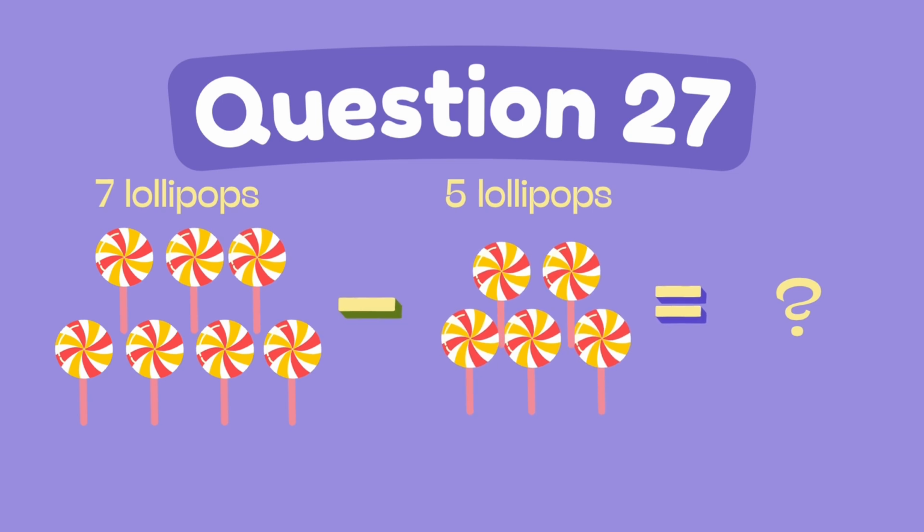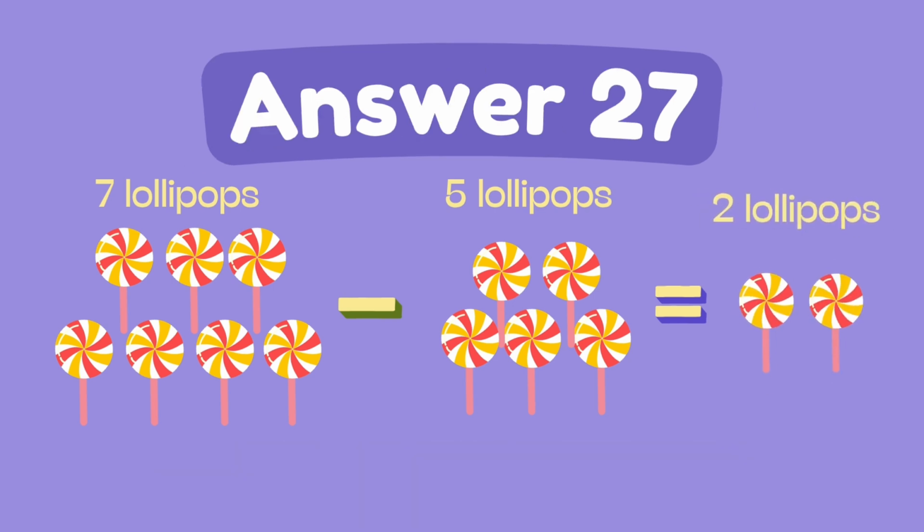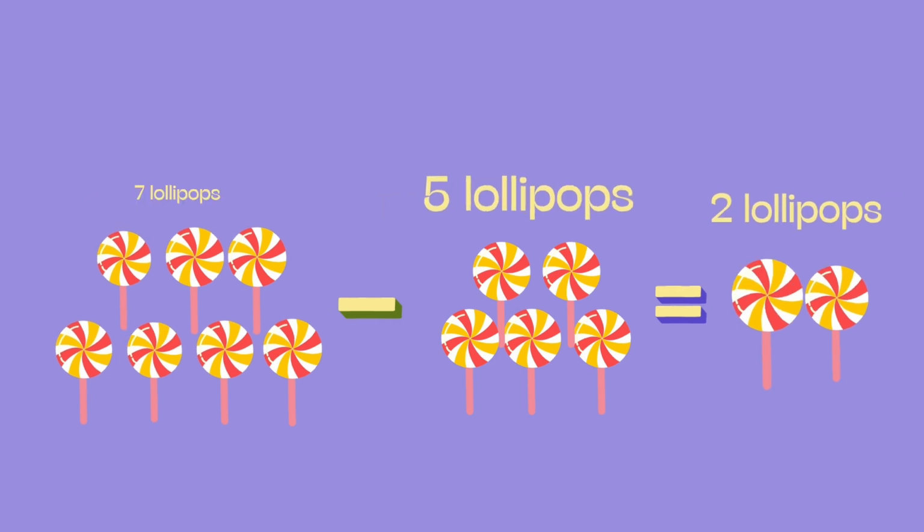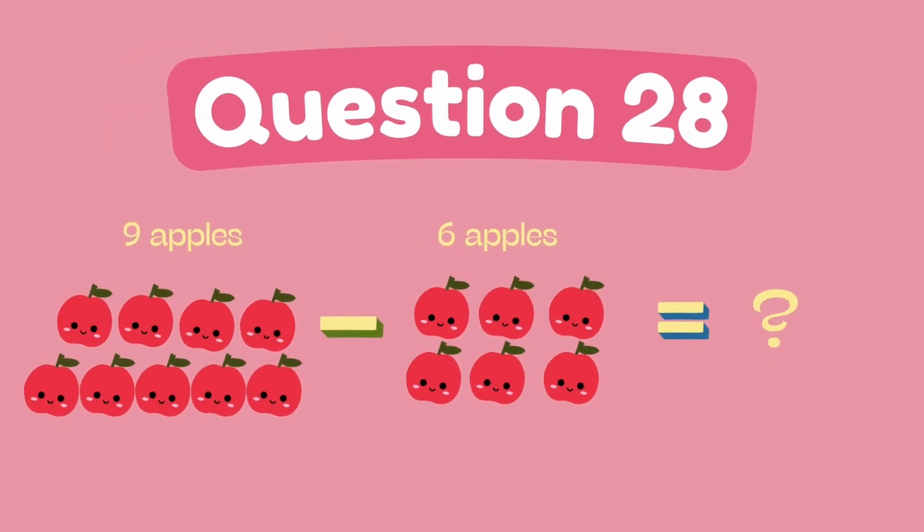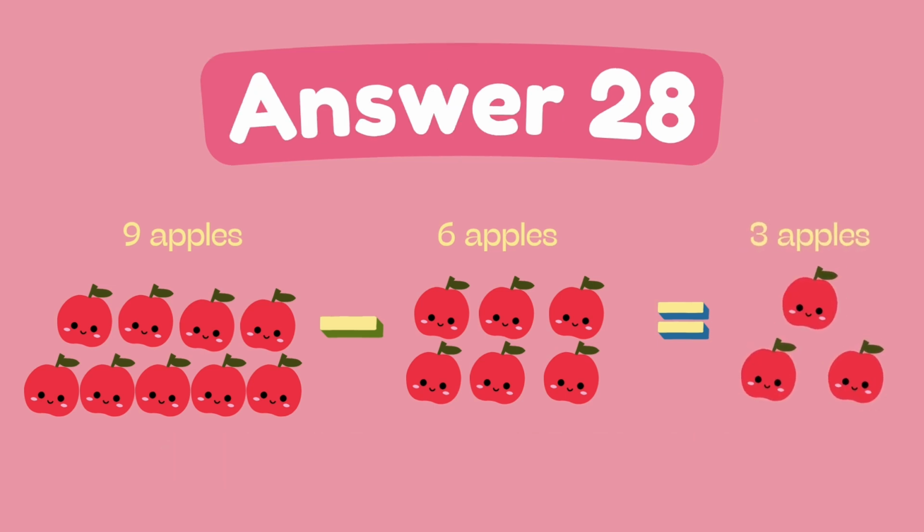What is 7 minus 5? The answer is 2. What is 9 minus 6? The answer is 3.